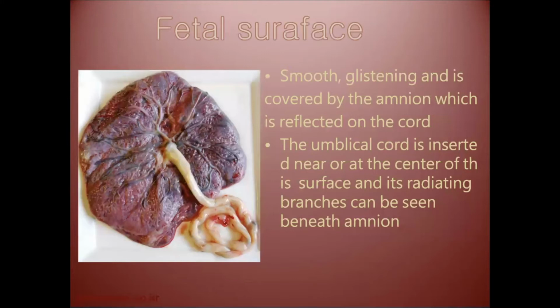Here you can see the fetal surface of a normal placenta. It looks smooth, glistening, and is covered by the amnion, which is reflected on the cord. The umbilical cord is inserted near or at the center of this surface, and its radiating branches can be seen beneath the amnion.